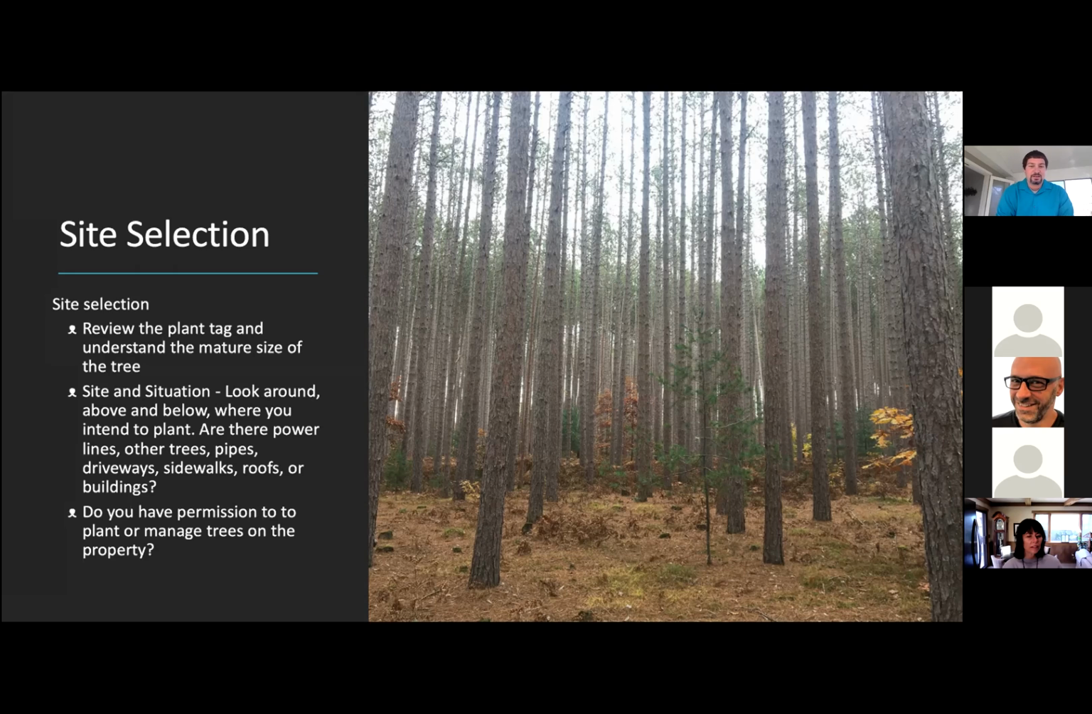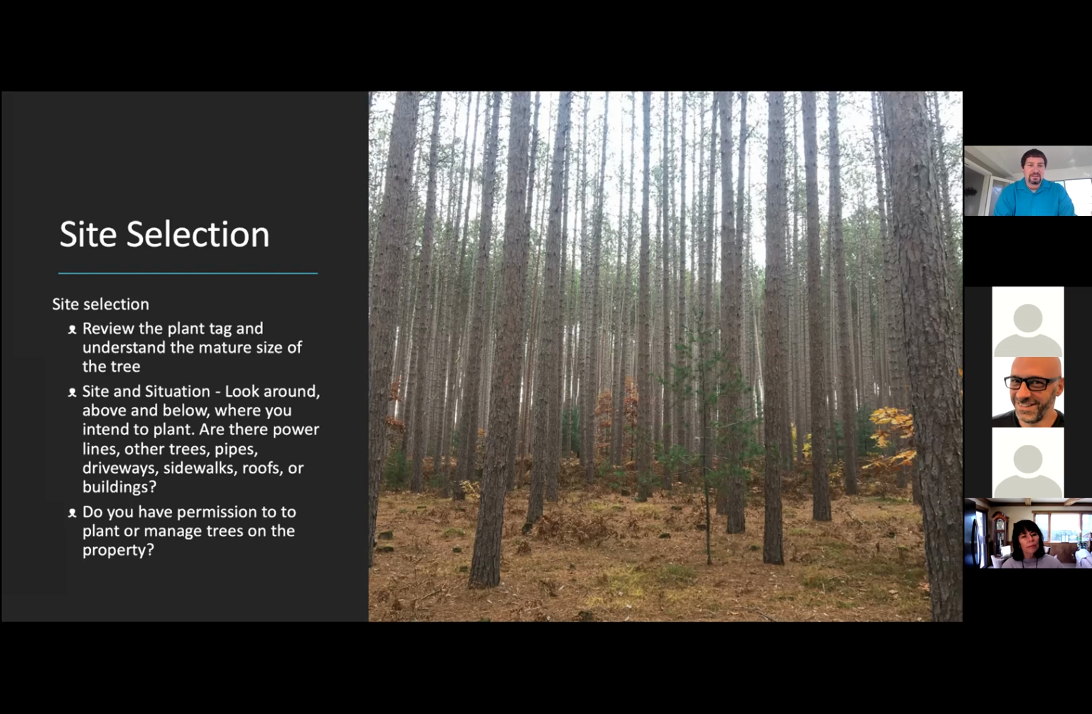Is this tree going to tolerate certain things? You know, black walnuts tend to discourage a lot of other plant growth around them. They have a chemical in their roots and in their leaves and their nuts. It's called juglone, and it makes it very difficult for a lot of other plants to grow. Some trees can tolerate that chemical and other trees can't. So read the tag.